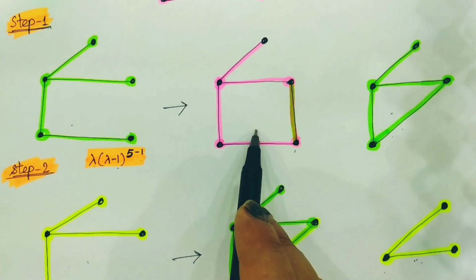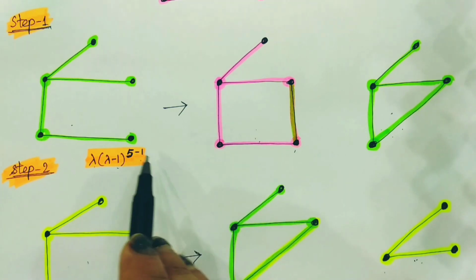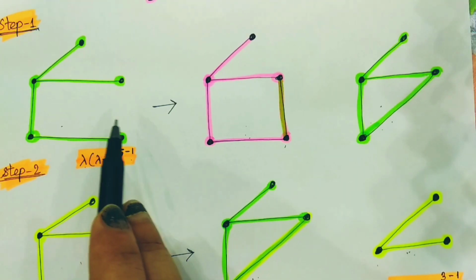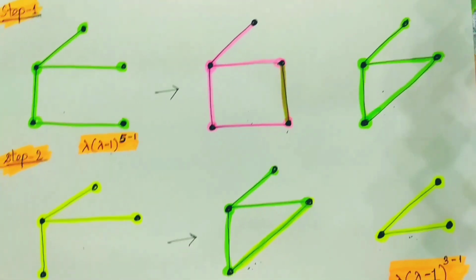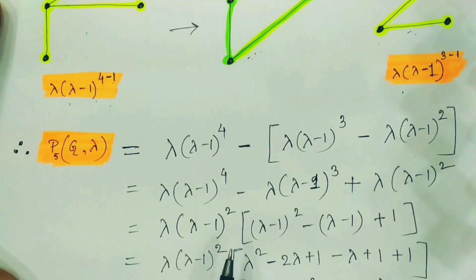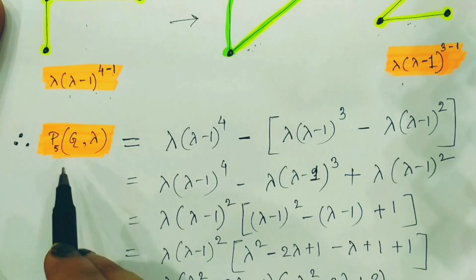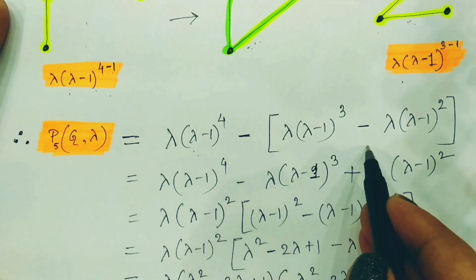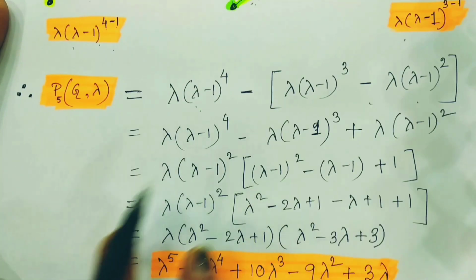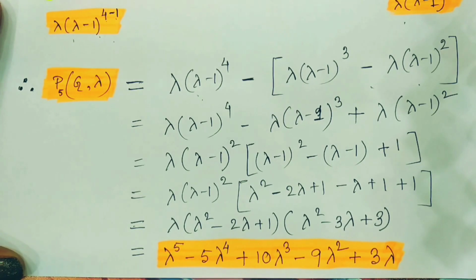So now the chromatic polynomial for this one should be the chromatic polynomial for this graph minus the chromatic polynomial for this graph. And after simplification we have done it. So here is the calculation. The chromatic polynomial for the given graph is found by this one minus these two. If we simplify, we find it is lambda to the power 5 minus 5 into lambda to the power 4 plus 10 into lambda to the power 3 minus 9 into lambda square plus 3 of lambda.